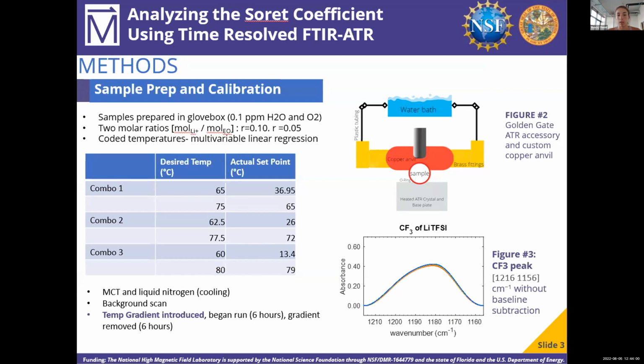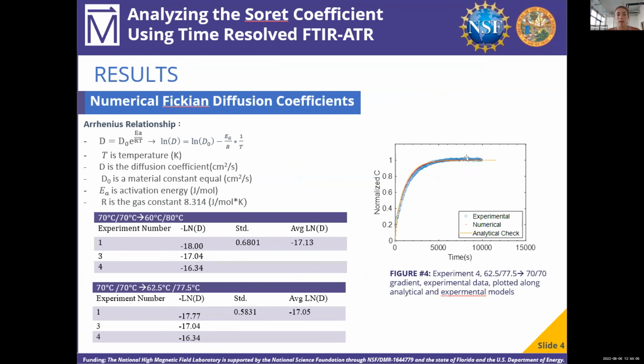This graph is the CF3 peak of LiTFSI, which when integrated and normalized gives me this graph, which shows the numerical model and an analytical model. The numerical model gives us the coefficients that are shown in the table. I use an Arrhenius relationship between the diffusion coefficient and temperature, by taking the natural log of both sides, it makes it easier to graph and analyze. So all analysis was done in this format. All this data is in good agreement with previous data, which proves the effectiveness and repeatability of this technique.